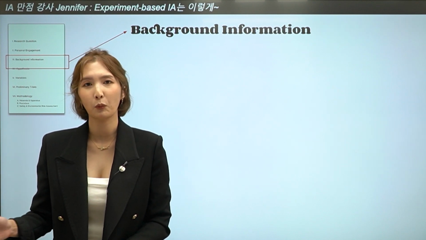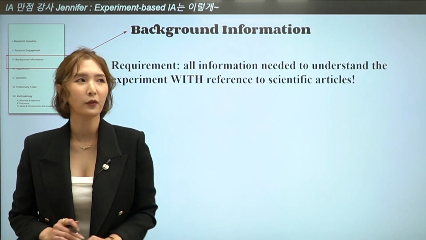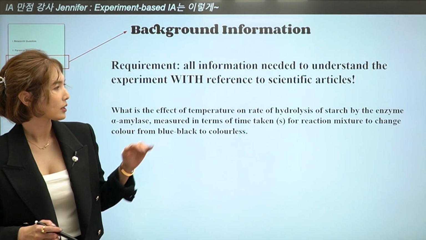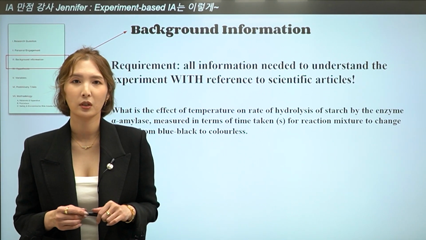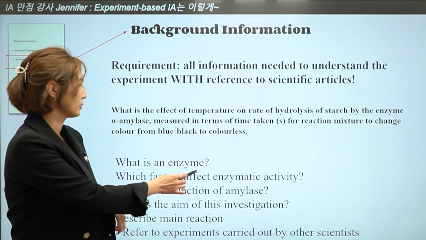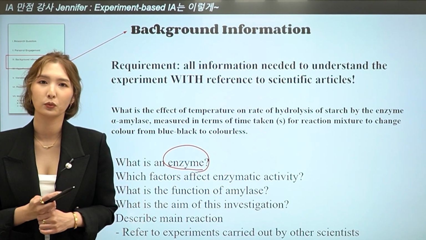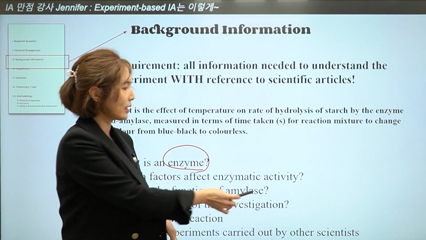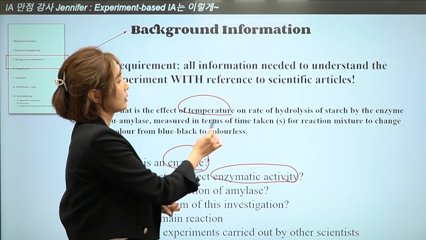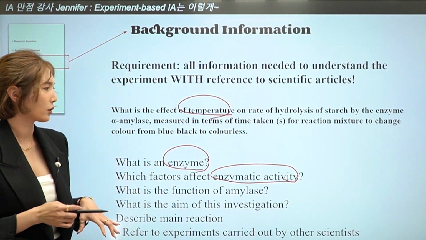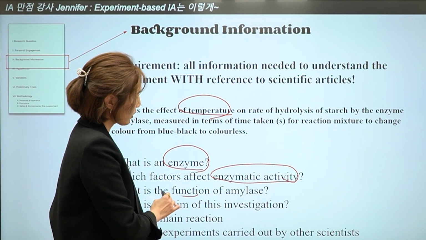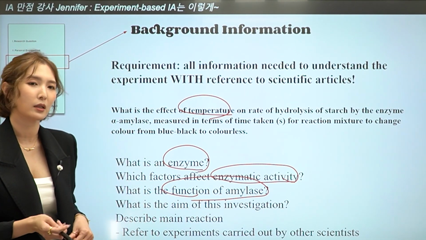But for him to understand what you're writing about in your IA, you need to provide a bit of information. So for us, for example, our RQ was the effect of temperature on the rate of hydrolysis of starch. And so first, you're going to have to discuss what an enzyme is. What does it do? Which factors affect enzymatic activity? So if, for example, for us it was temperature, you want to pay a little bit more attention on temperature compared to all the others. You can put a graph in. Then what's the function of amylase? What does it do? How does it hydrolyze starch?